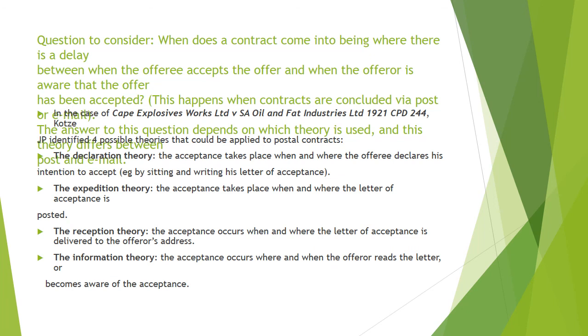The judge president identified four possible theories that could be applied to postal contracts. The first is the declaration theory. The acceptance takes place when and where the offeree declares his intention to accept, for example, by sitting and writing his letter of acceptance. That one is very clear. Letter of acceptance: I accept.